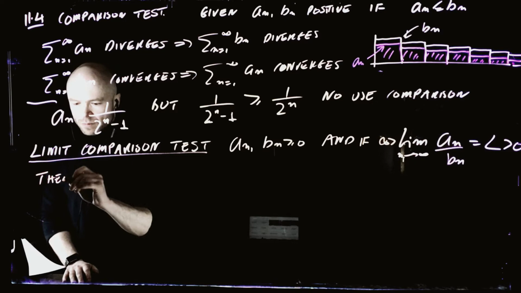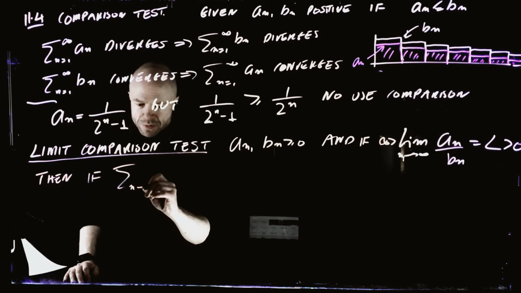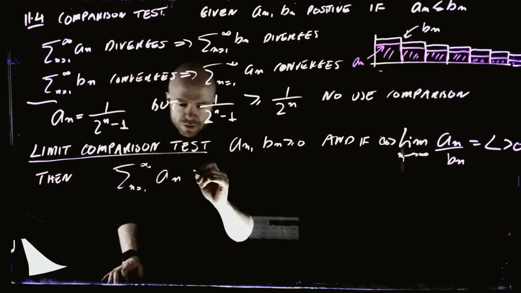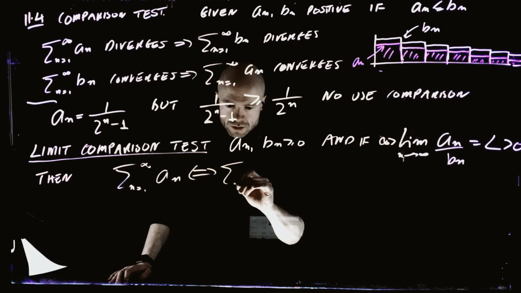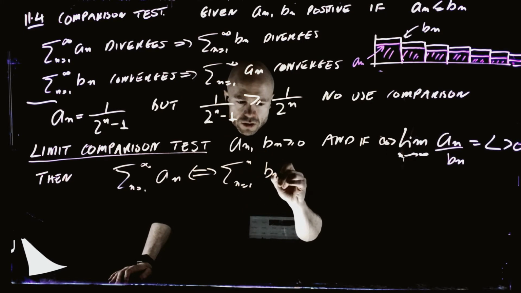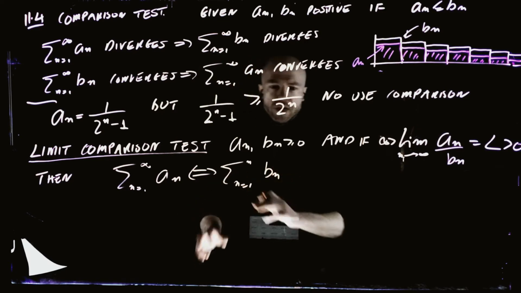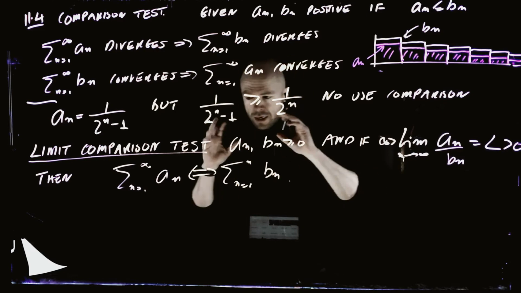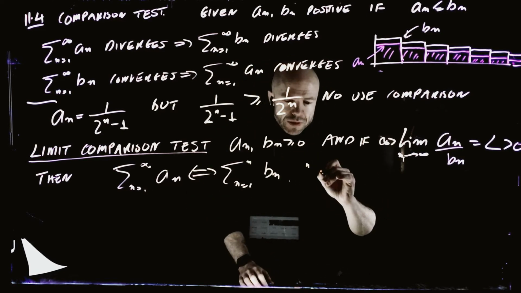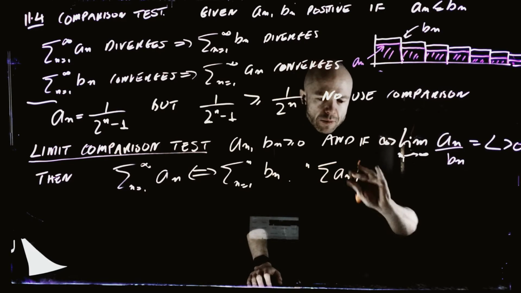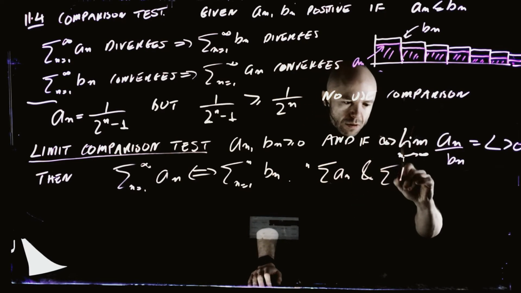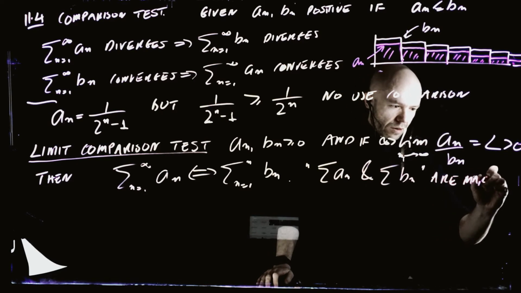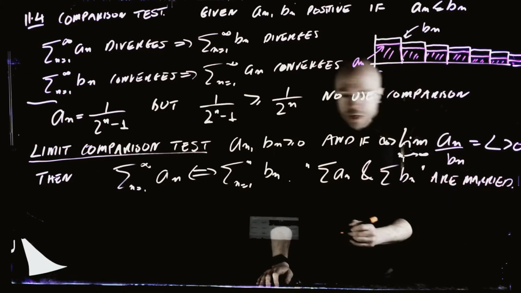Then, if the sum n equals 1 to infinity of an converges, I better write that this way, then the series bn converges. Reciprocal implies that the other one converges. In other words, whatever an does, bn does, and vice versa. They are totally locked in together. To make this more vivid, I like saying that the series an and bn are married. Because once you're married, you either converge together or you diverge together.